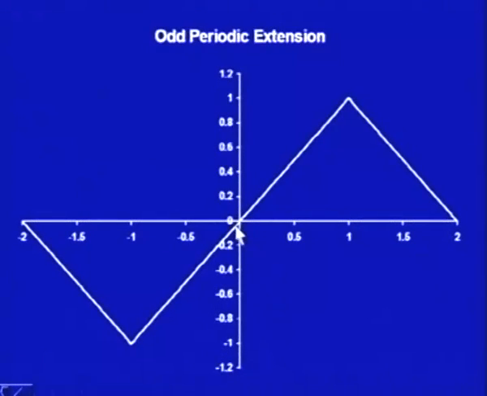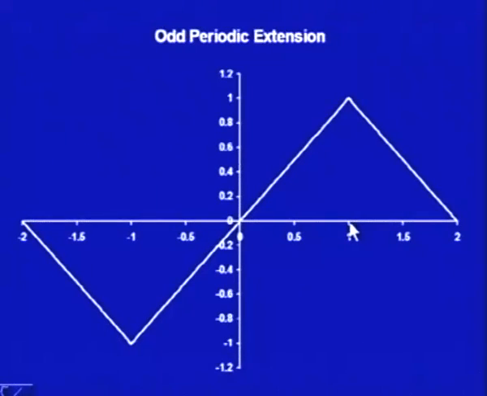The function was defined from 0 to L as a triangle. Odd extension means that for minus L to 0, the function value f of minus x should be minus of f of x. That is, whatever value we have positive on this side, I have to have that value as negative on the other side. So that means this has been inverted over here.